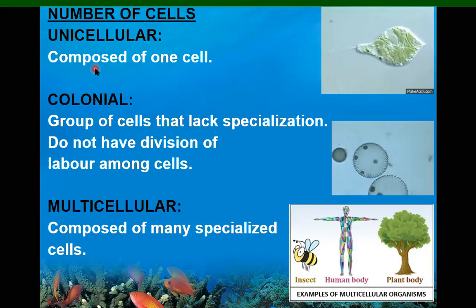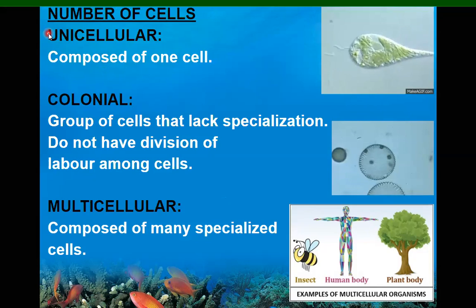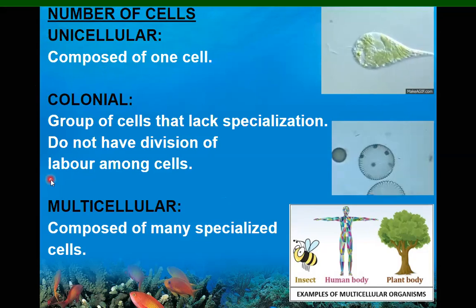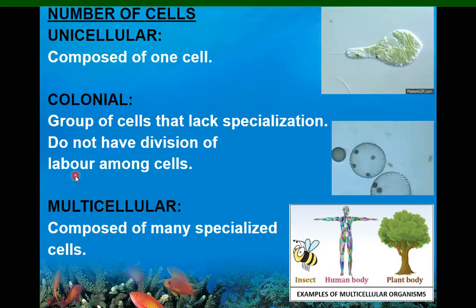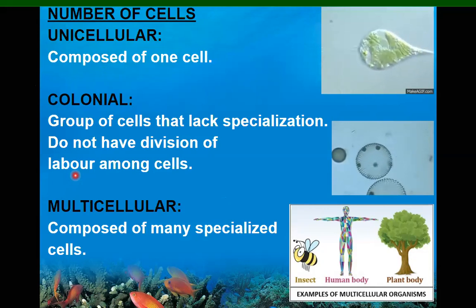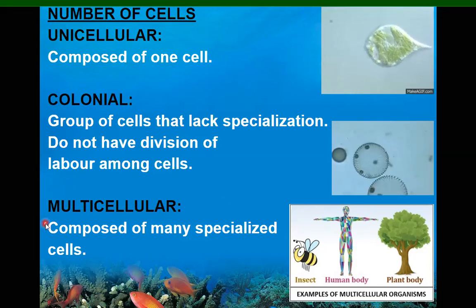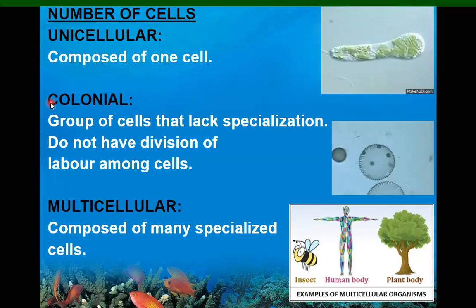So I hope this slide is clear to you that on the basis of the number of cells, organisms are either unicellular, colonial, or multicellular. And we are going to discuss the importance of taxonomy in our chapter that is related to biodiversity, why taxonomy is important, why it is important to organize the organisms into groups and subgroups. Now you can find the importance that yes, it is important to classify the organisms into groups and subgroups, because in this way you can study them easily.